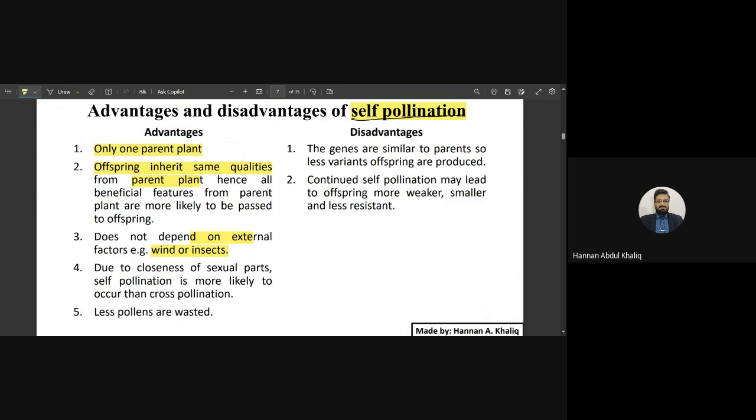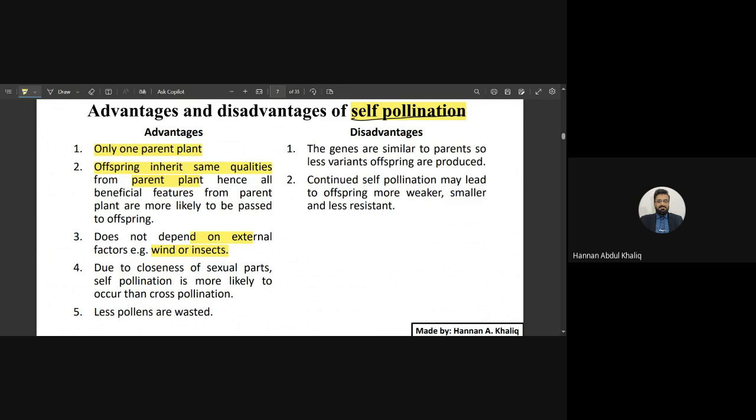So in self pollination, you can see the fourth and fifth points: the pollination is most likely to occur when there is self pollination. And the fifth point is that fewer pollens are wasted, just because they are performing the pollination on the same plant.